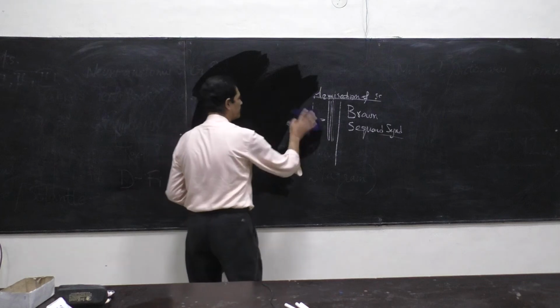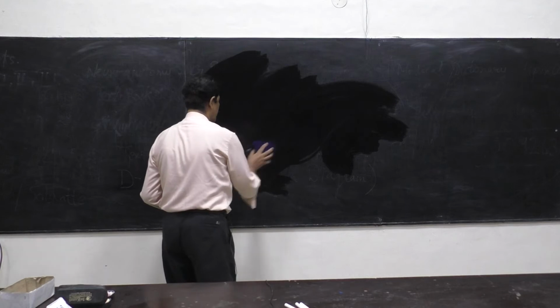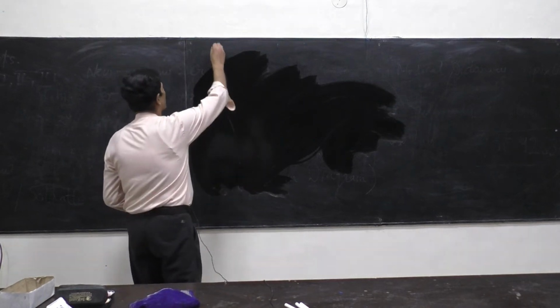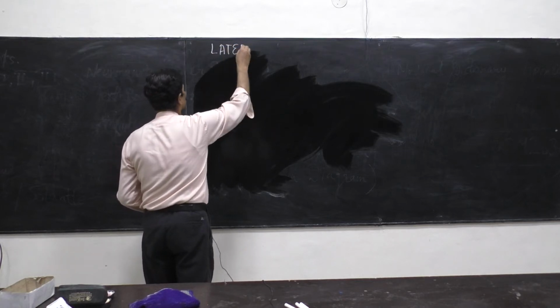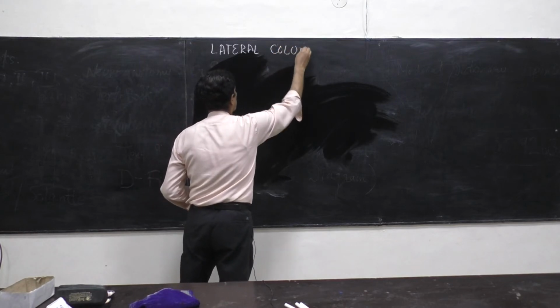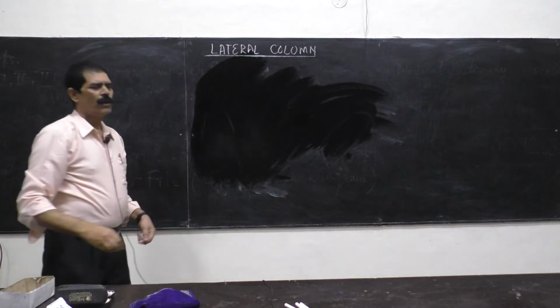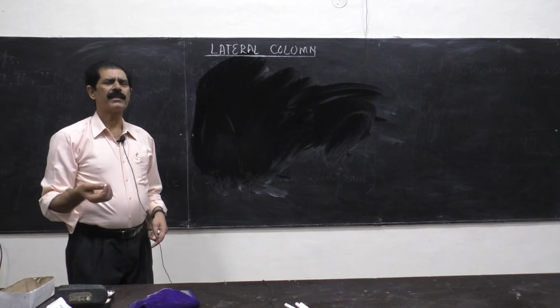Start with the fibers in the lateral column of the spinal cord. So in the lateral column there are ascending as well as descending fibers.